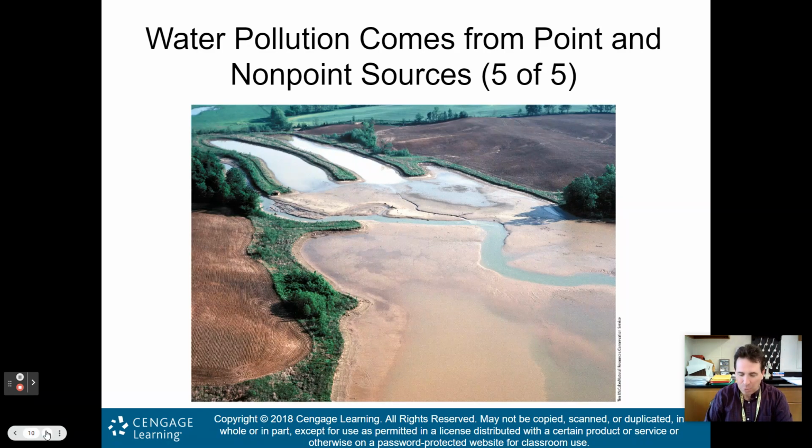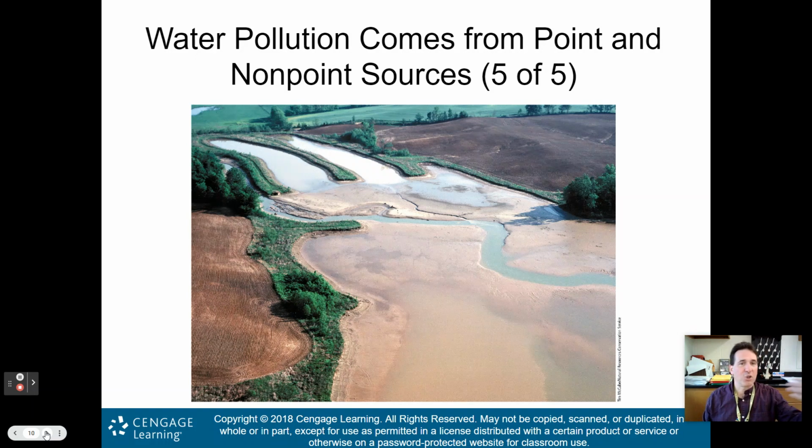This would be a non-point source. This is just sediment runoff from a farm. The problem is, as the sediment runs off into the river, you don't necessarily know if the sediment comes from your farm or from the farm next door or from the farm slightly upriver a little bit more. And that's why we call it a non-point source, because again, we can't pinpoint the exact source of the pollution. It's just coming off of the land into the water.